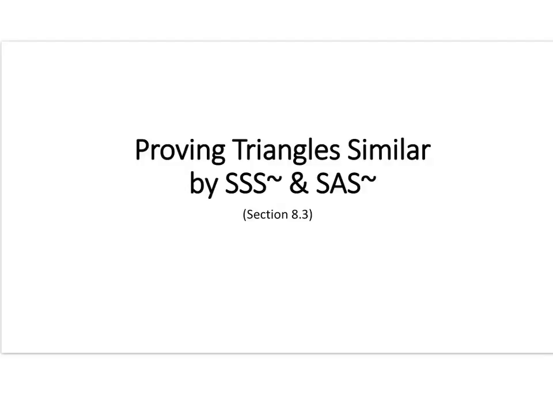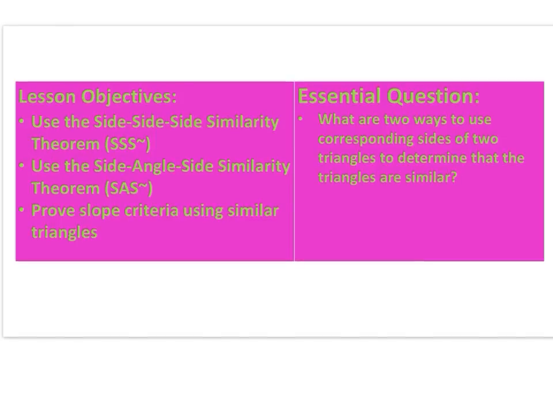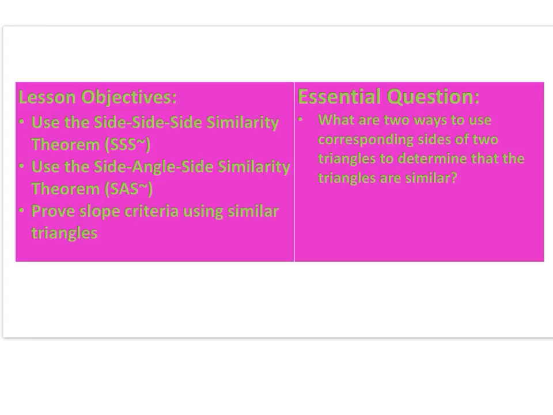All right, let's get started with section 8.3, proving triangles similar by the side-side-side similarity and the side-angle-side similarity theorems. So our objectives are to use the side-side-side similarity theorem, use the side-angle-side similarity theorem, and prove slope criteria using similar triangles. So our essential question: what are two ways to use corresponding sides of two triangles to determine that the triangles are similar?